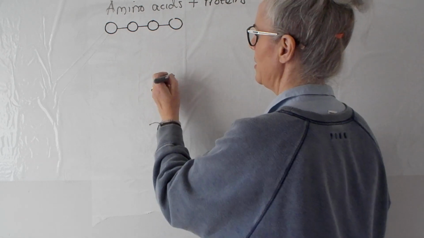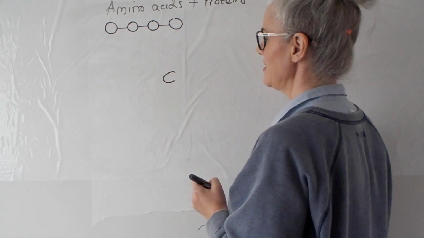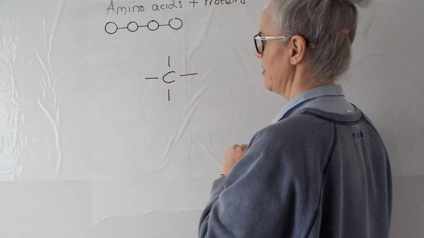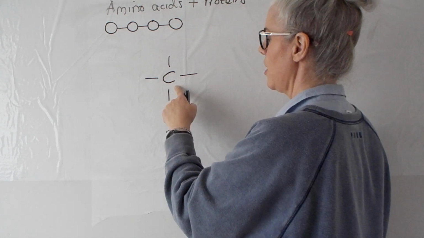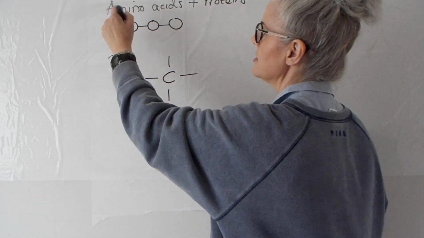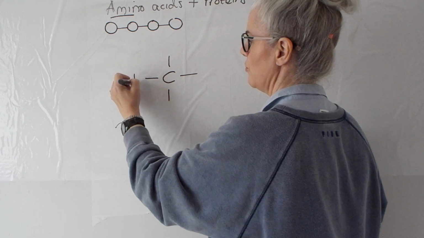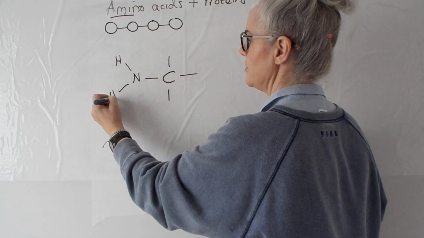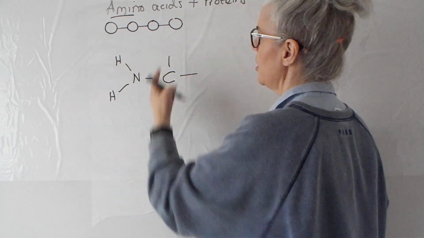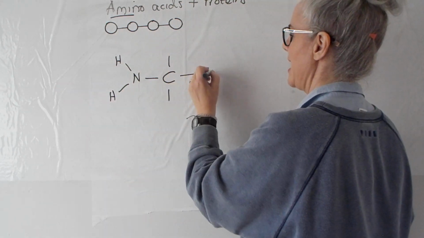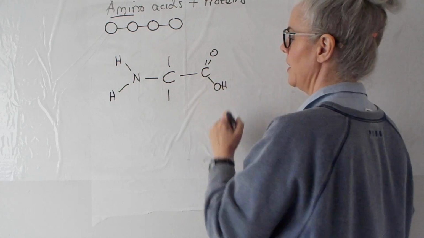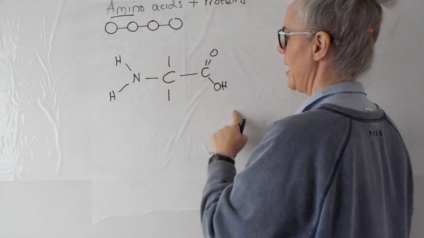So let's have a look at an amino acid. You have a central carbon. Now that carbon can form 4 bonds, as we already know. Off that central carbon, as the name suggests, you have an amine group. So that is your amine. And on the other end, you have an acid. So that is your amino acid.